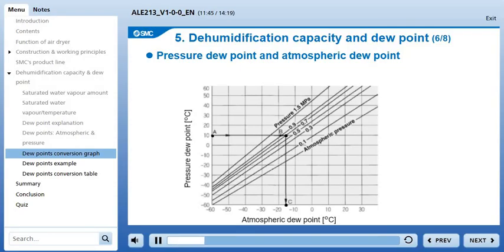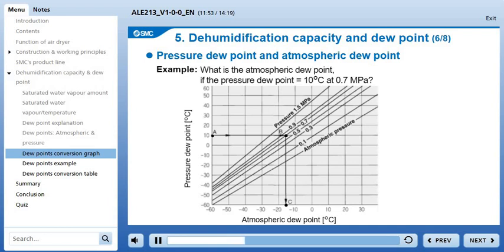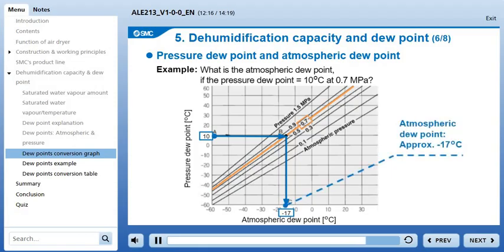This graph shows the relationship between the pressure dew point and the atmospheric dew point. As an example, let's find the atmospheric dew point if the pressure dew point is 10 degrees Celsius at 0.7 megapascals. From pressure dew point 10 degrees Celsius, draw a line across to the 0.7 megapascals line. Then, draw a line down from that point to find the atmospheric dew point. In this case, it is around -17 degrees Celsius. This shows that the atmospheric dew point is lower than the pressure dew point.